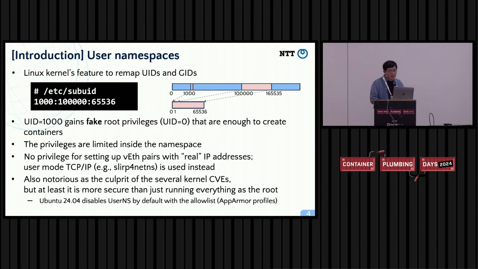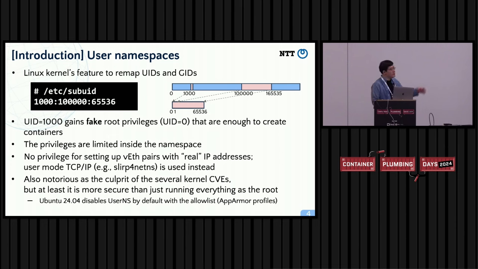And let's take a deeper look at user namespaces. It's a Linux kernel feature to remap UIDs and GIDs. And you need an /etc/subuid file like this. In the case of this file, UID 1000 is mapped to UID 0. And additionally, you also have 64,000 sub-UIDs to emulate multiple UIDs inside this user namespace. And inside this user namespace, UID 1000 gains fake root privileges that are enough to create containers.